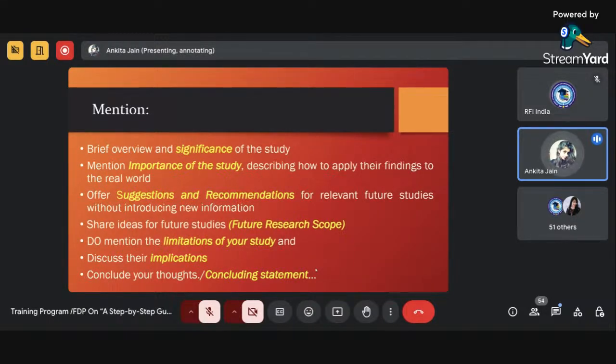Then, in the discussion, you should also write the implications of the study. After the conclusion, this is one more part where you write the implications of the study. Implications can be for society, for the researcher, or for any kind of stakeholder who is connected.